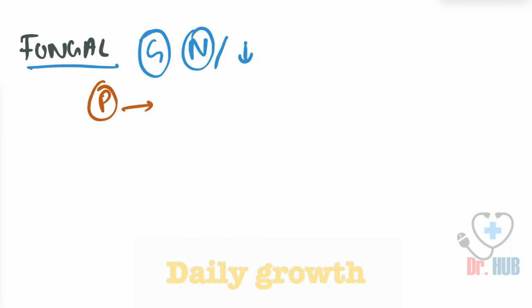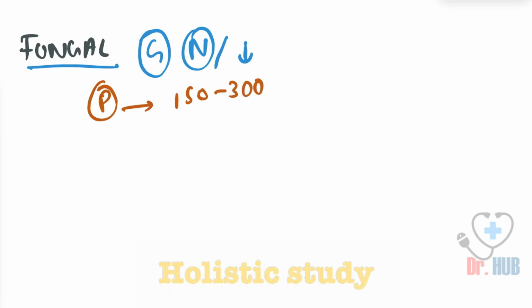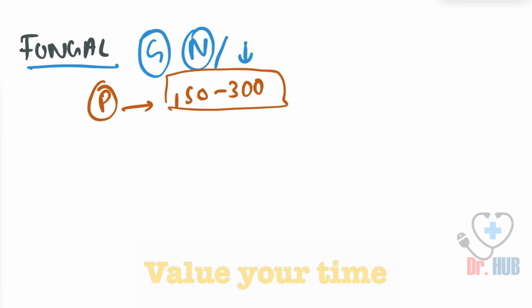In terms of the fungal, we'll look at the glucose. In the glucose, it can be normal or it can be decreased. And then what about protein? The protein in case of the fungal is 150 to 300. This is the highest so far of what we saw.